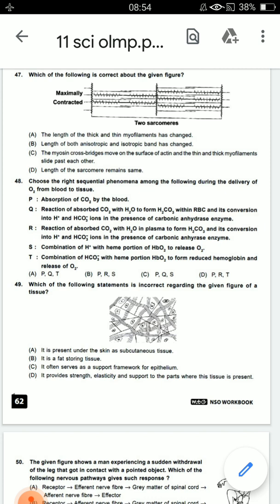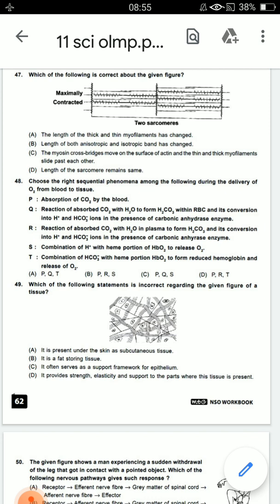Q: reaction of absorbed CO2 with the water molecule to form H2CO3 within the RBC and its conversion into H+ ion and HCO3- ions in the presence of carbonic anhydrase enzyme. Option R: reaction of absorbed carbon dioxide with the water in plasma to form H2CO3 and its conversion into H+ ion and HCO3- ions in the presence of carbonic anhydrase enzyme.